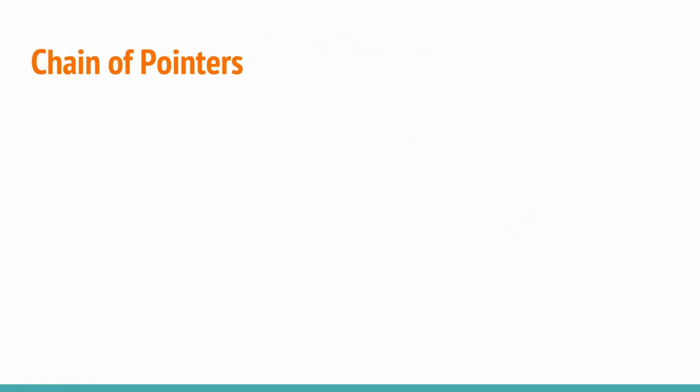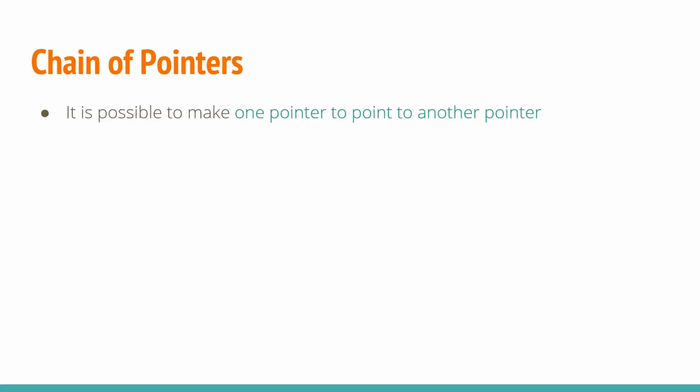Next, we will study the concept of a chain of pointers. What is a chain of pointers? In C, it is possible to make one pointer point to another pointer. What's the meaning of this? We'll see it in the further points. This is what we call creating a chain of pointers. So what is a chain of pointers? One pointer variable pointing to another pointer variable. This chain can go on many times till it reaches the actual value.